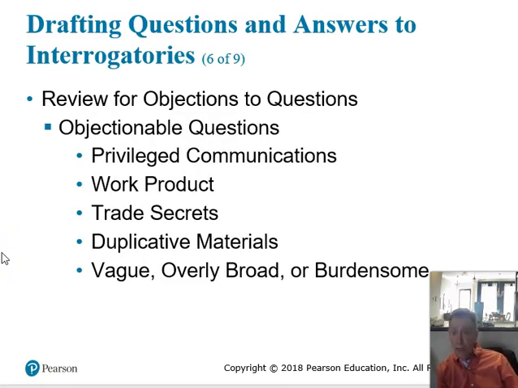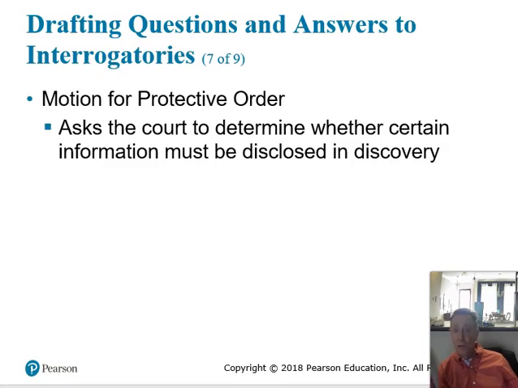Objections to questions could be privileged communication, work product, trade secrets, duplicative materials, or vague, overly broad, or burdensome. So that's where you really get a lot of the questions thrown out. It's just like, hey, I don't really know what they want here. It's a very broad question. It could lead to requiring me to give out trade secrets, or it's just burdensome. And so when you object, and I said you have 15 days in Louisiana to object, you ask the court to determine whether certain information must be disclosed in discovery.